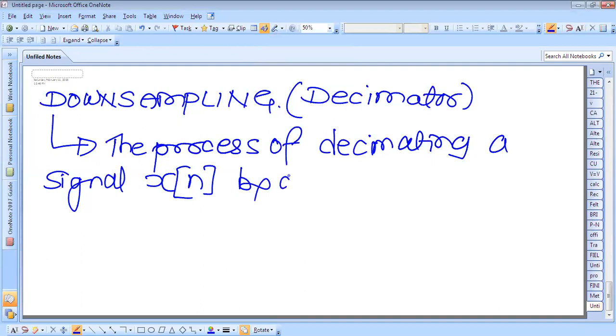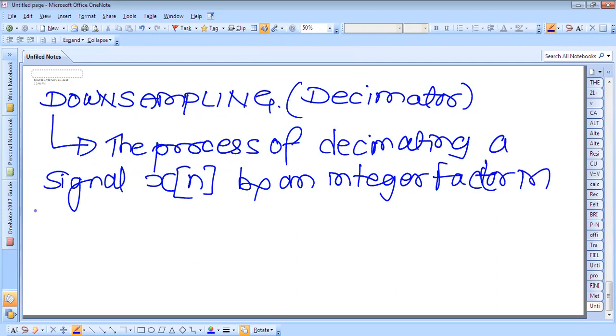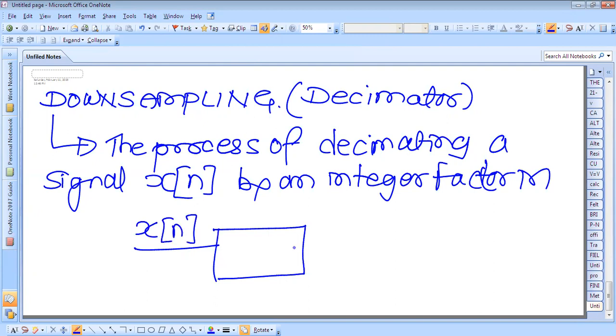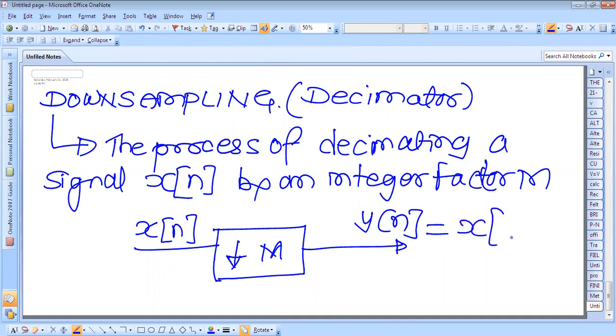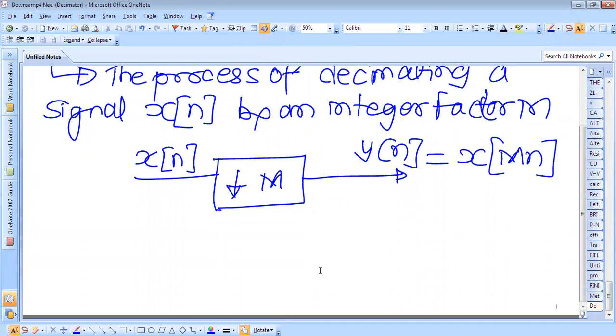x of n by an integer factor M, and this can be represented by the block diagram like this. This is your input x of n, this is the output y of n, and this is the decimator factor M, and it is shown by the arrow downward. Downward means it is a downsampling, and therefore y of n is equal to x of Mn. This M is the integer factor, also called the decimator factor.